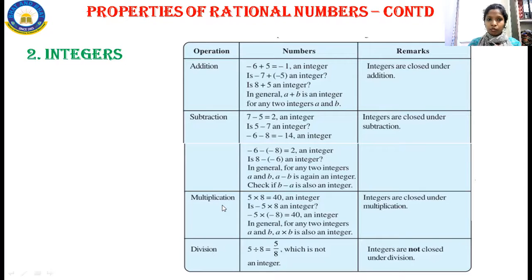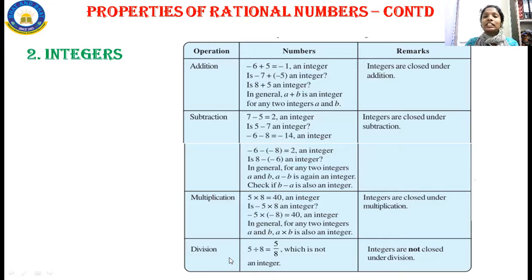Okay. And when I come to multiplication, 5 into 8, it is 40, and it is an integer. In the same way, minus 5 into 8, whether it is an integer or not, we have to find it out. But here you can see minus 5 into minus 8, which is equal to plus 40, because minus into minus is plus, so plus 40 you have got, and it is an integer. In the general form, if we have two integers, say for example a and b, we can write that in the form of a into b, which is an integer. So we can tell that integers are closed under multiplication.